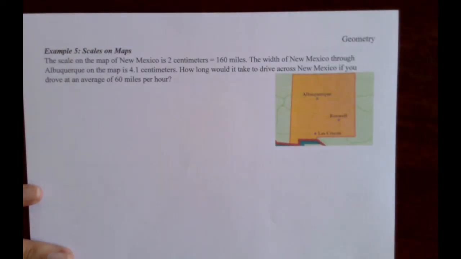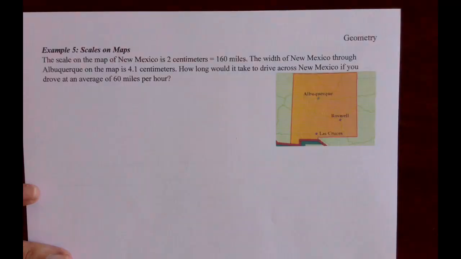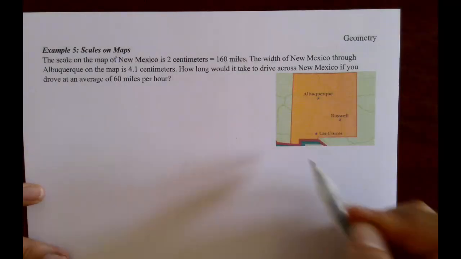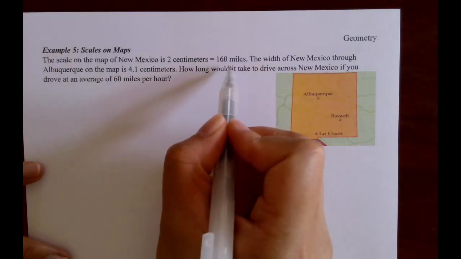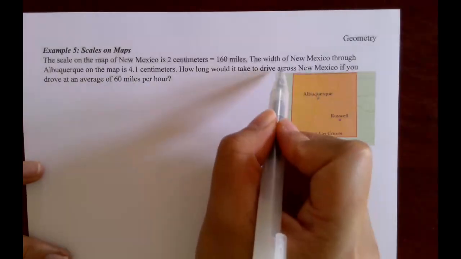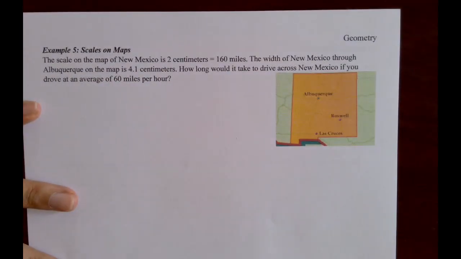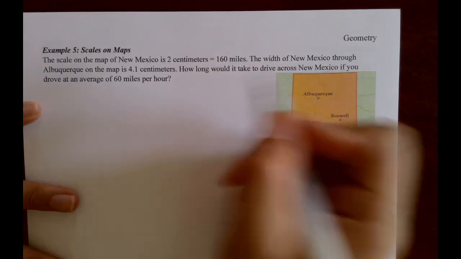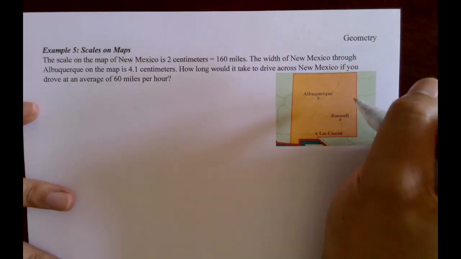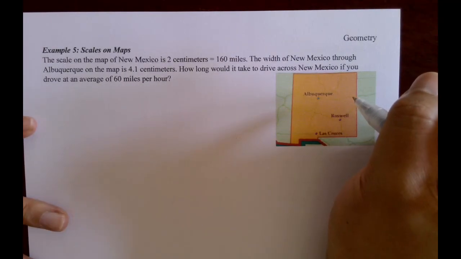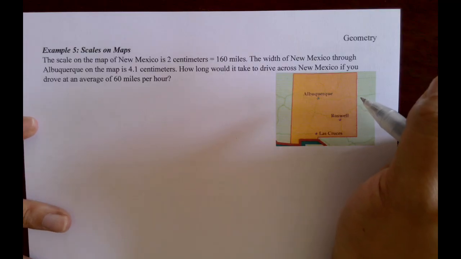Okay, so then our last is example 5. So the scale on the map of New Mexico here is 2 centimeters is 160 miles. The width of New Mexico through Albuquerque on the map is 4.1 centimeters. We want to know how long it would take to drive across New Mexico if you drove at an average of 60 miles per hour.